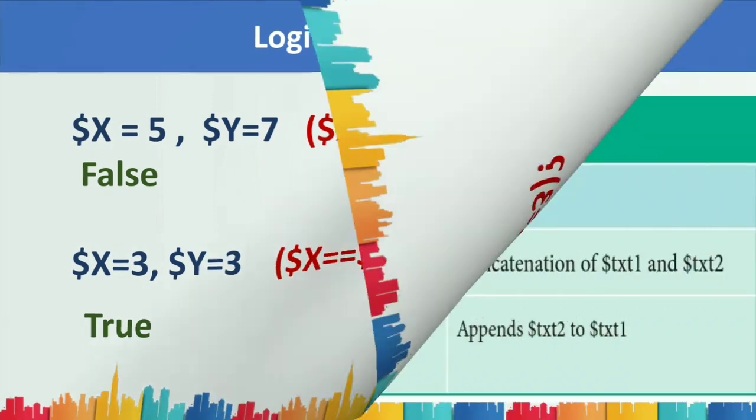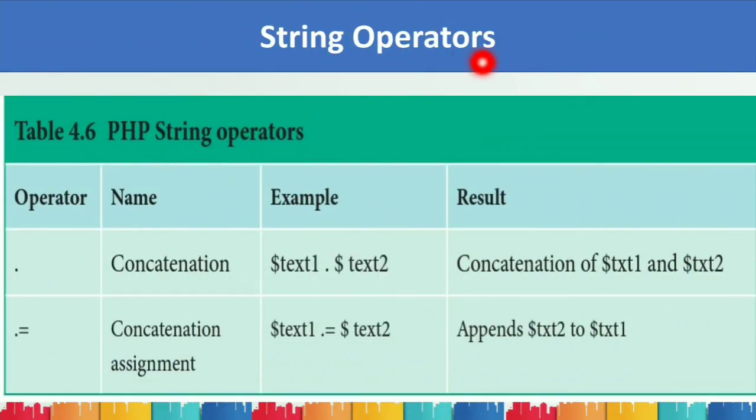And finally, we are going to learn about string operators. String operators are used to perform string related operations such as joining two words. That is concatenation. To join two words, we use the dot operator. And to append words, we use dot equal to, and the name of the operator is concatenation assignment. So let's see with an example.